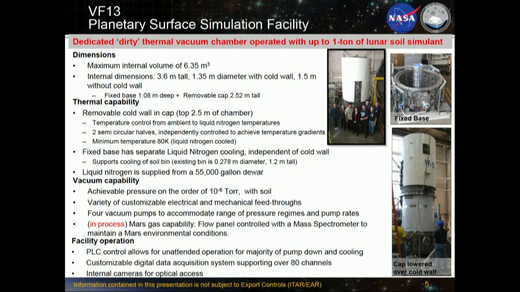And just a little plug, not related to RP, we're currently upgrading with a Mars gas capability. We've got a brand new mass spectrometer on there, and it's going to control a flow panel so we can actually maintain Mars gas composition in the chamber while we're performing things like ISRU tests.